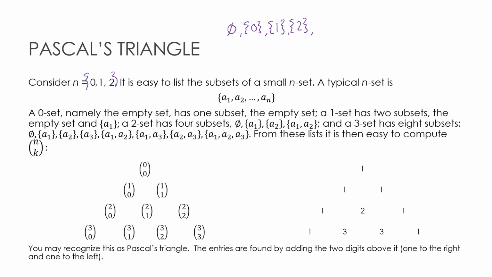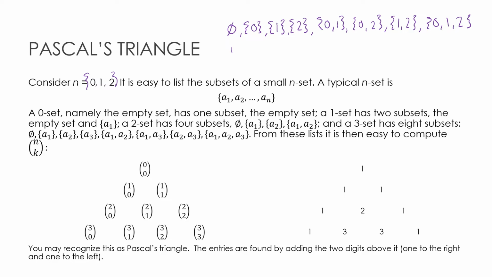I could have subsets with 2 elements, so {0, 1}, {0, 2}, or {1, 2}. Or I could have a set with 3 elements, which would of course be the set that I started with, {0, 1, 2}.